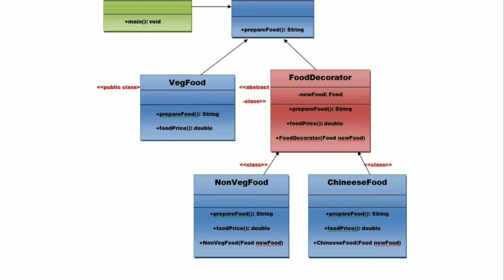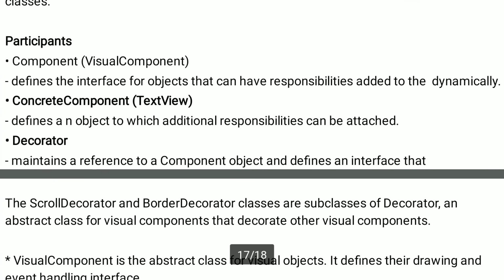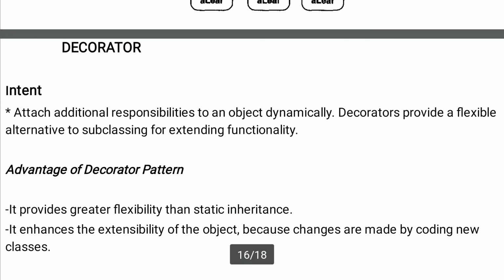Means what here, dynamically we can choose which type of food he wants. Either he wants non-veg food or Chinese food, and also you can add extra features to the subclasses non-veg food and Chinese food dynamically. Okay, this is an explanation of the decorator design pattern. Thank you.